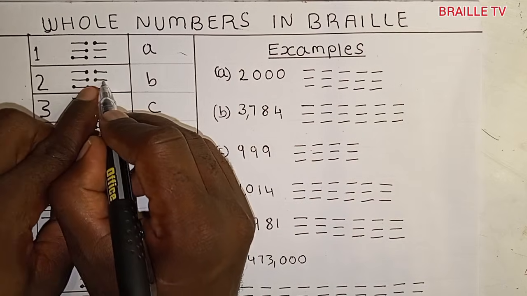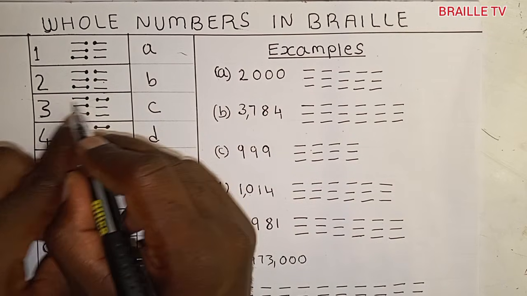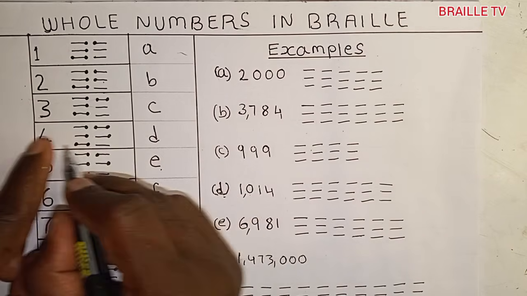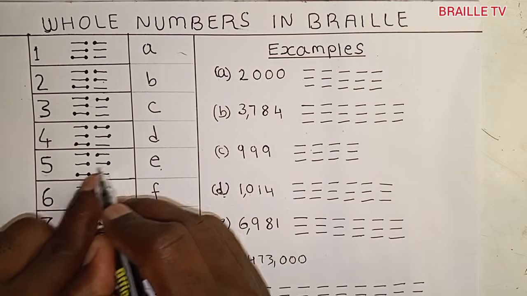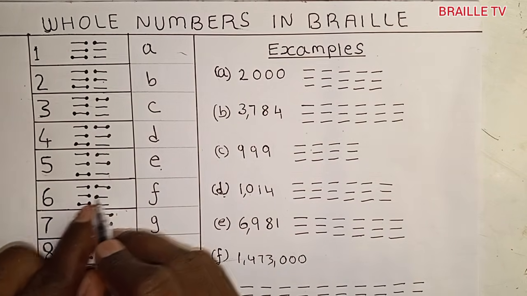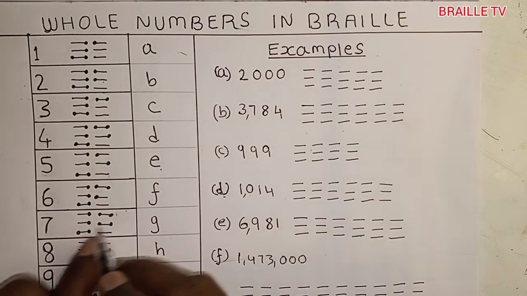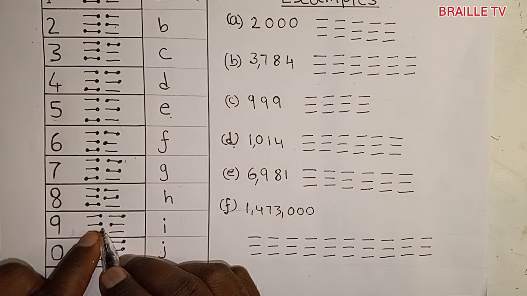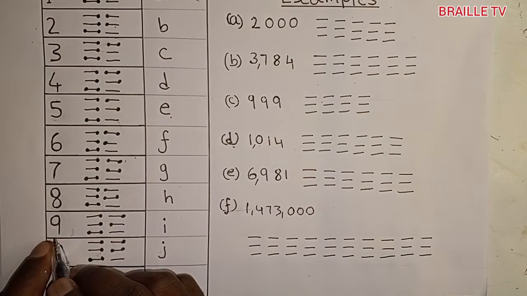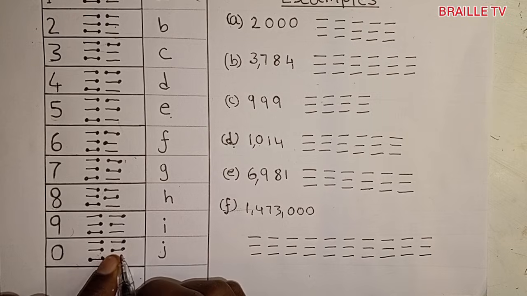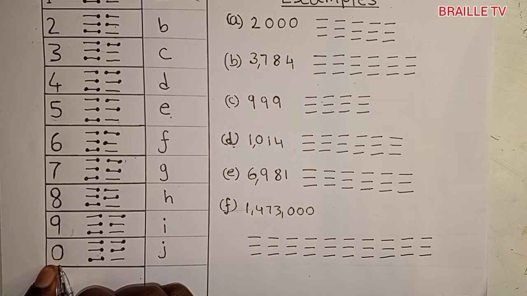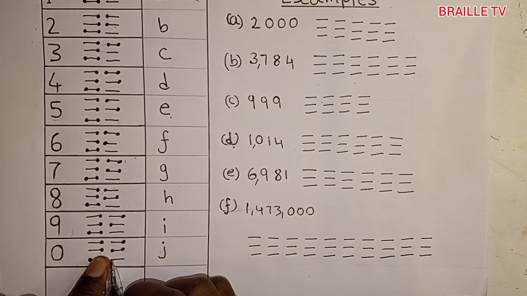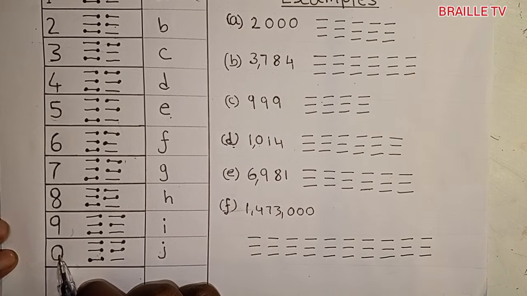B, numeral sign B, 2. Numeral sign C, 3. Numeral sign D, 4. Numeral sign E, 5. Numeral sign F, 6. Numeral sign G, 7. Numeral sign H, 8. And then we have numeral sign I, it becomes 9. And then numeral sign J, it becomes 0. So this is how we write 0 in Braille. And this is how we write 0 in print.